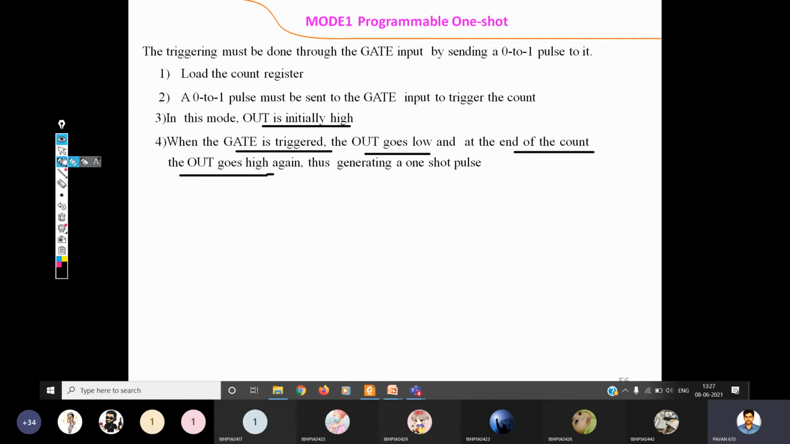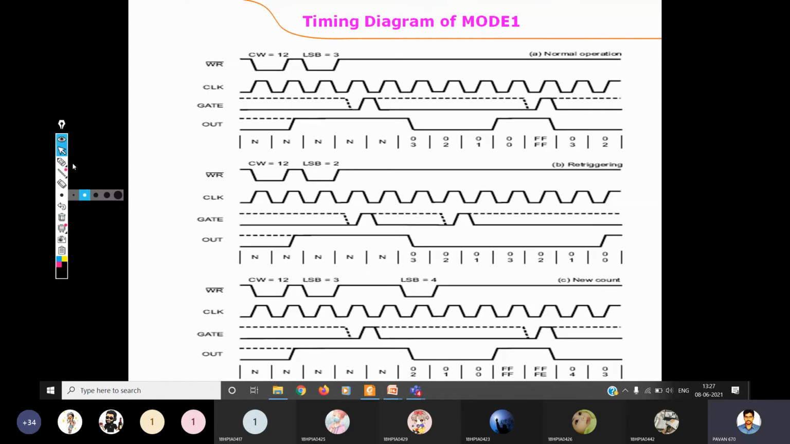With this basic explanation, we will have a look at the timing diagram. Here also, different cases are provided regarding normal operation, re-triggering mode, and new count mode. Because here the gate is not continuously on, but just gets triggered. Suppose before completion of my operation the gate is triggered, what happens? That's a different condition. And for a new count, suppose in between these operations a new value is loaded before the completion of the current count, then what happens? These are the different cases we are trying to examine here.